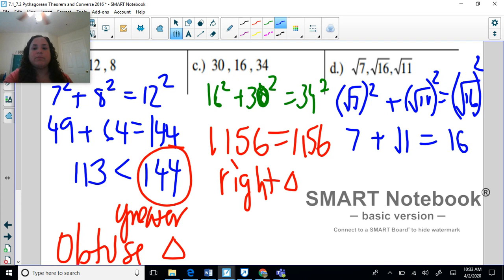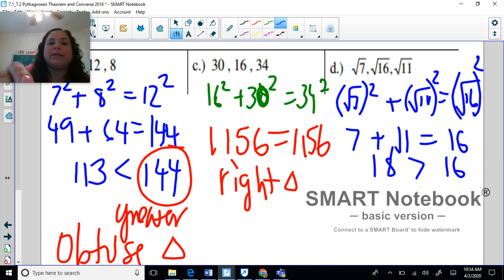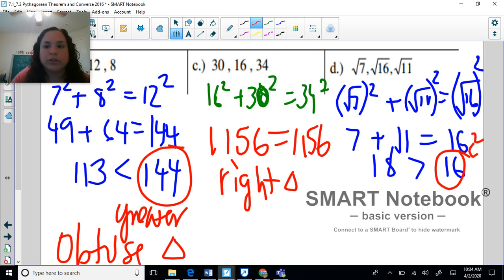If we add 7 plus 11, we're going to get 18. And then we have 16 here. 18 happens to be greater than 16, but the 16, that's the c squared part, right? So which means that this is less than. And because it's less than, then we're dealing with an acute triangle.